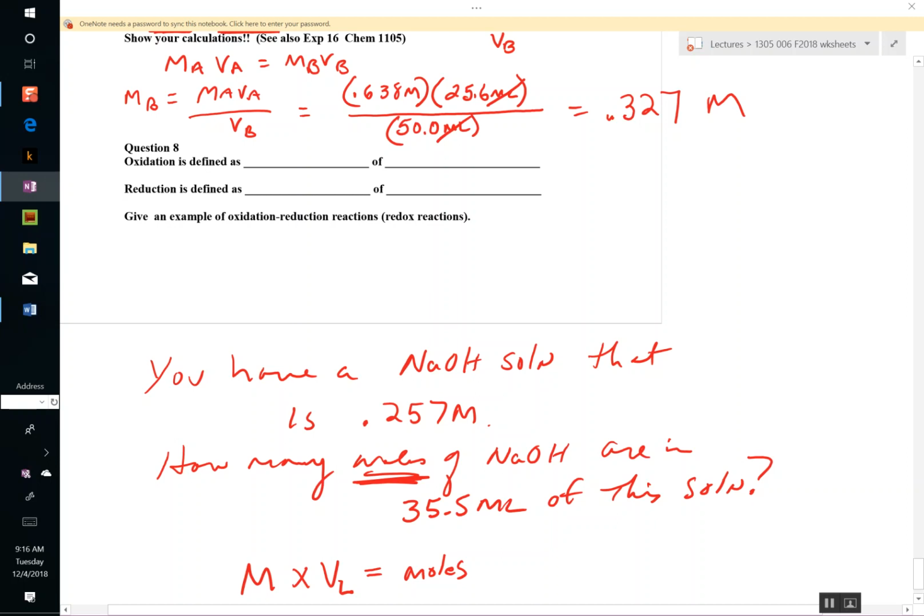So V1 is always going to be less than this number, whatever it is. And then you add the rest of the water to it, and you've got your solution.